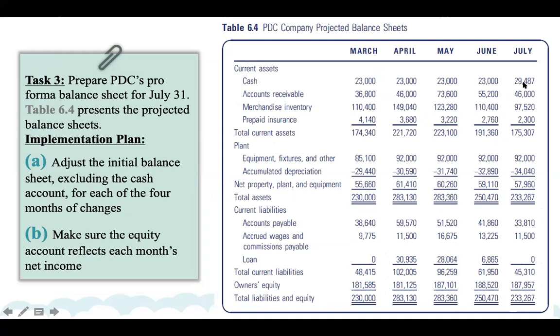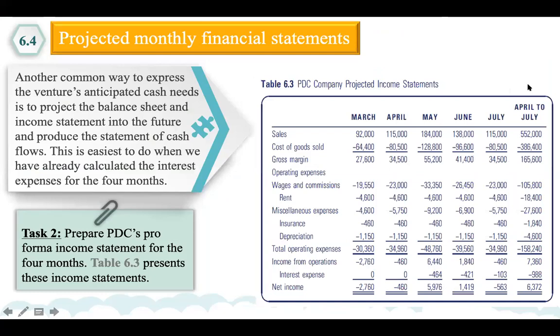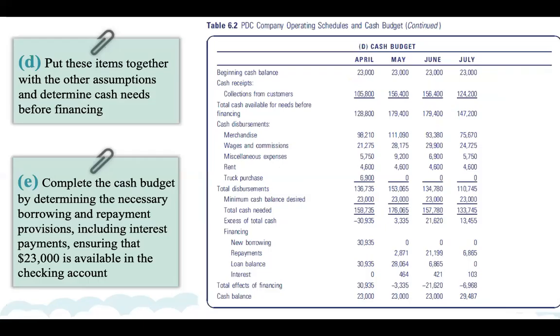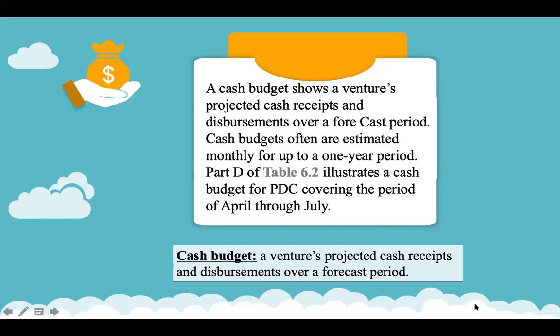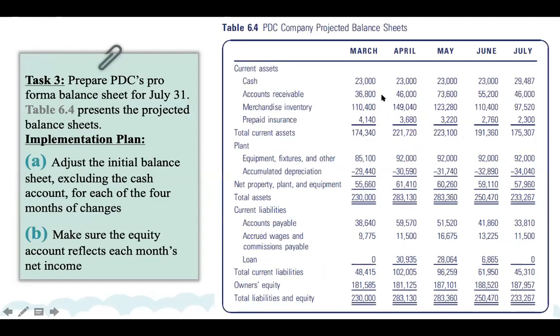Same thing for July. For July, for example, it becomes $29,487. So from where do we get this number? From the cash budget here, by the end of July, we have a cash balance of 29,487. So all we have to do is move this number and use it in the balance sheet statement.